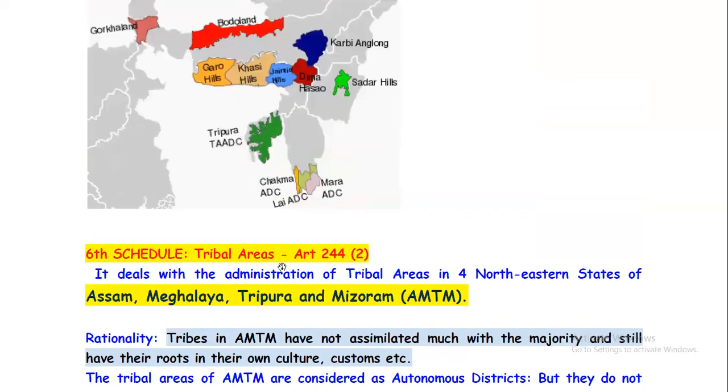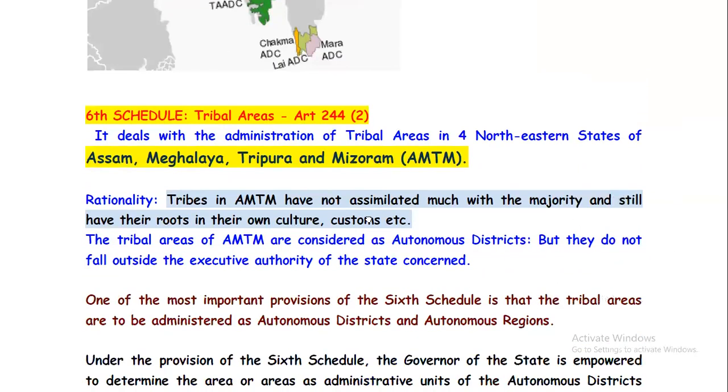Now, sixth schedule areas are known as tribal areas. Similarly, fifth schedule areas are known as scheduled areas. In this case, sixth schedule areas cover the administration of tribal areas in four northeastern states, that is Assam, Meghalaya, Tripura, and Mizoram. Shortly, we know them as AMTM: A, Assam, M, Meghalaya, T, Tripura, and Mizoram. So four northeastern states have sixth schedule areas.